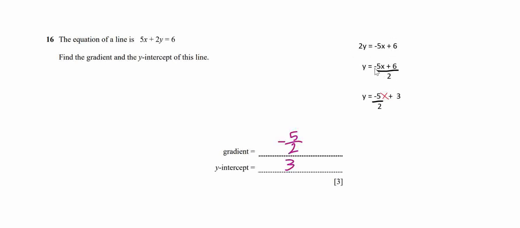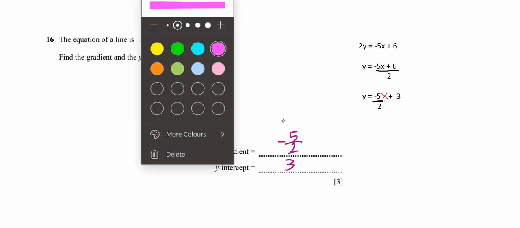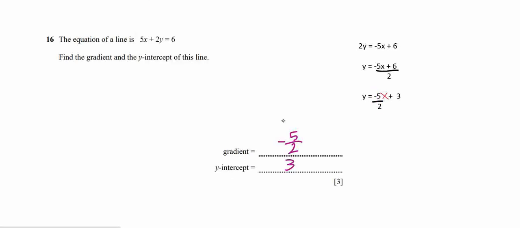Now we simplify, minus 5x over 2, the 2 go to each, and 6 over 2 is 3. Now the number in front of x is the gradient, so we have 5 over 2 is the gradient. So this is 5 over 2, this is the gradient.